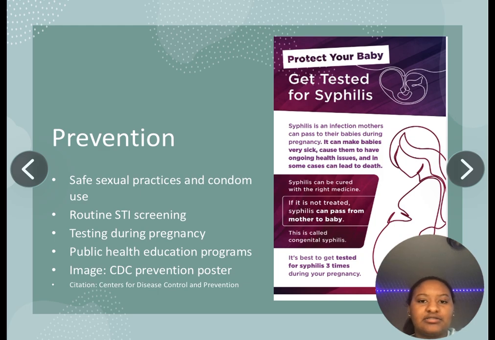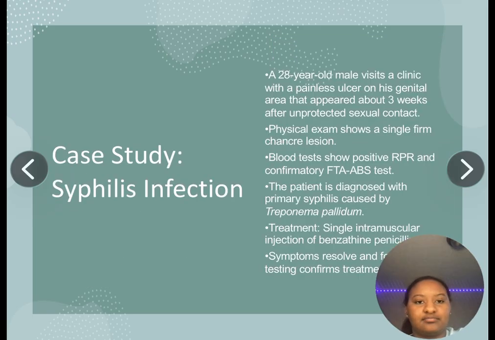Prevention centers around safe sexual practices, regular STI screenings, and ensuring that pregnant individuals are tested during prenatal care. Public health education also plays a crucial role in reducing the infection rates of syphilis.